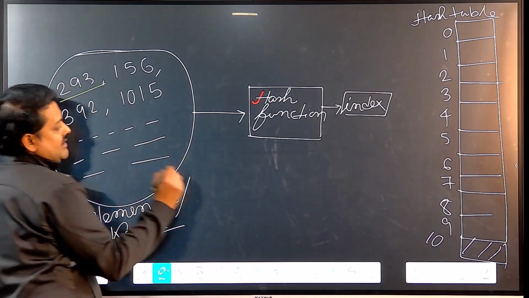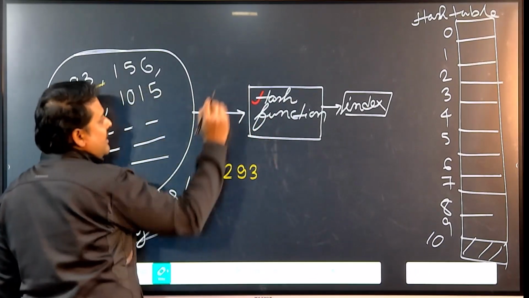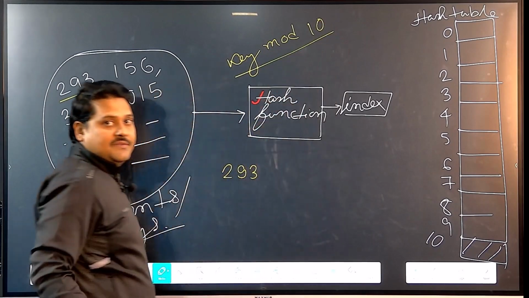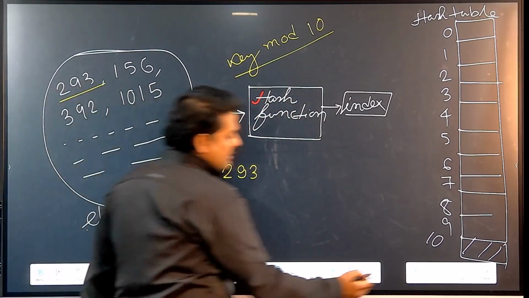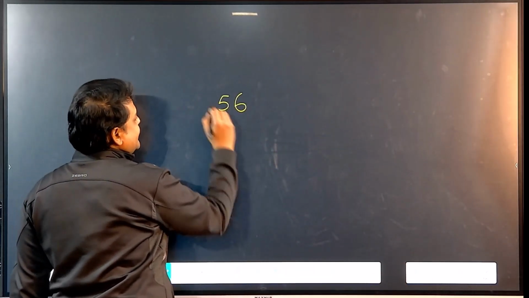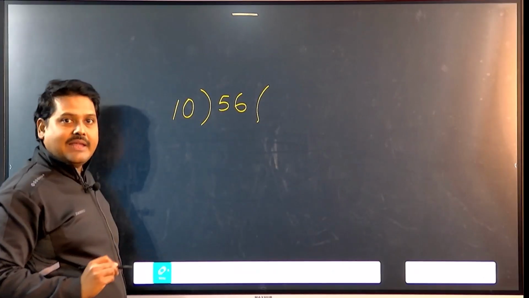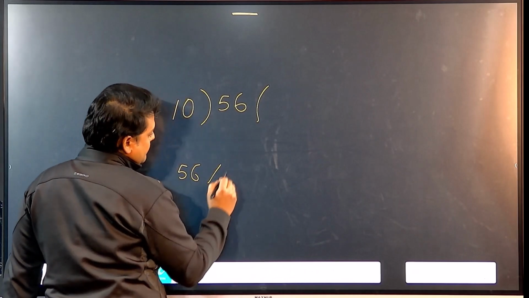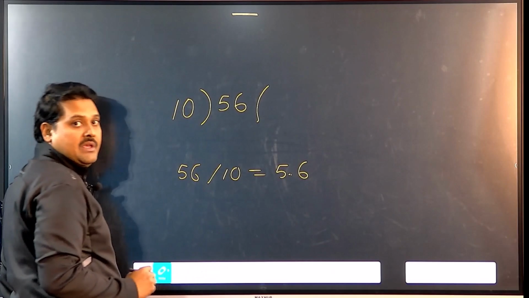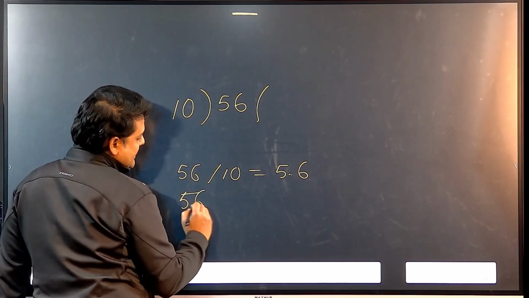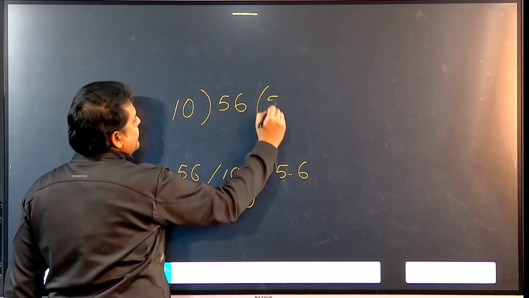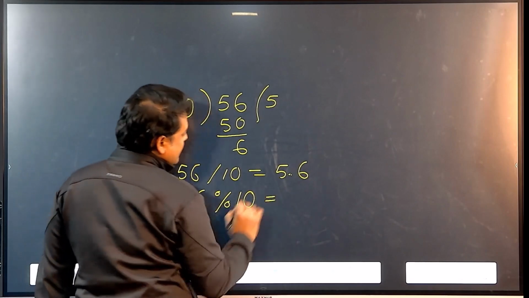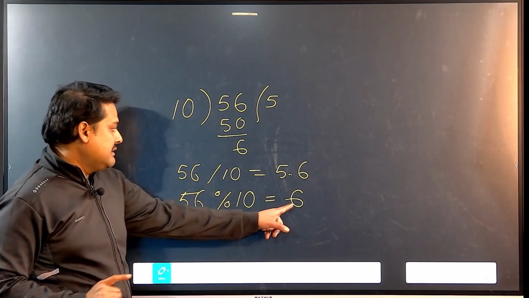Now, if I consider 293, we are assuming the hash function is key mod 10. What is mod? If I divide 56 by 10, we will get 5.6. This is division. And what is modulus? If I have 56 mod 10, we divide and take the remainder. So, 6 is the remainder, and mod gives us this value, 6.